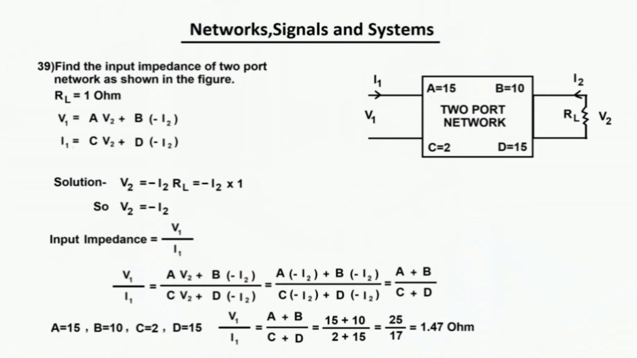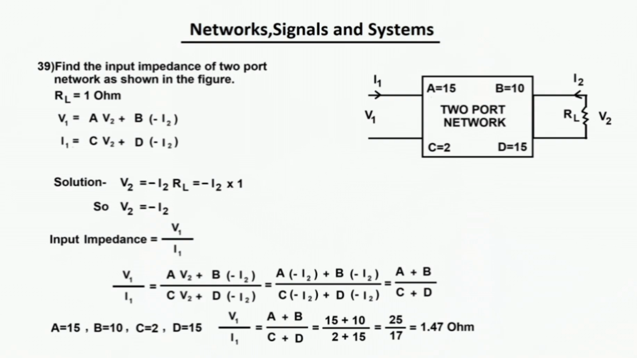Solution. The output voltage V2 equal to minus I2 multiplied by RL. So put the value of RL equal to 1 ohm. So V2 equal to minus I2. And input impedance equal to V1 upon I1.